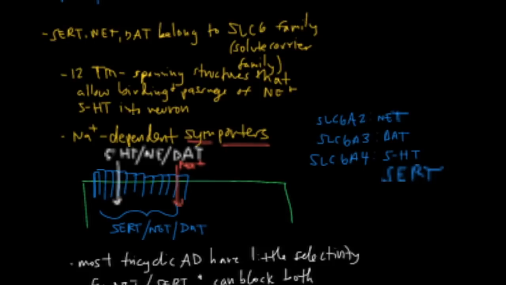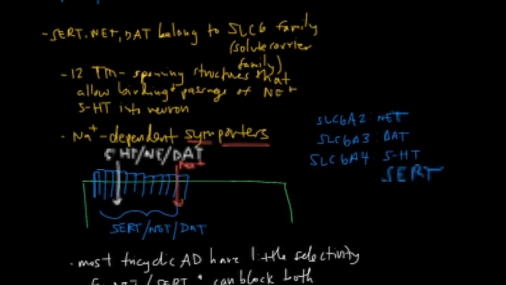Way to remember this is need more serotonin. So depression, you need more serotonin. I need serotonin. So 6, A, 2, 3, and 4. Going down, 2, 3, and 4, you have need serotonin. Hope you get that.